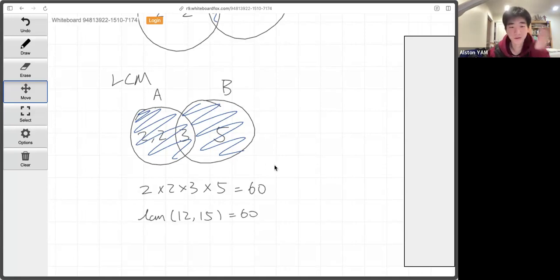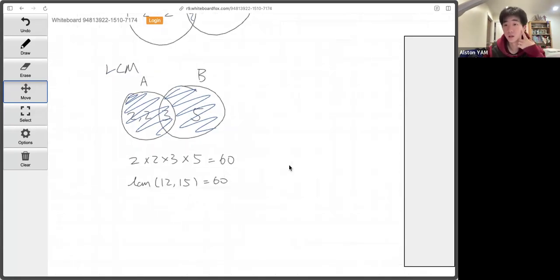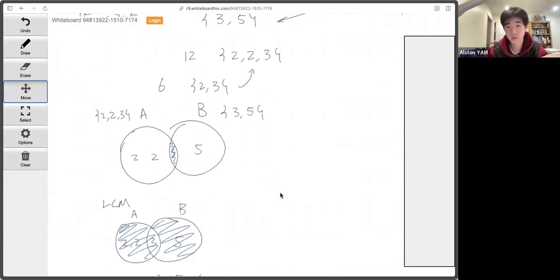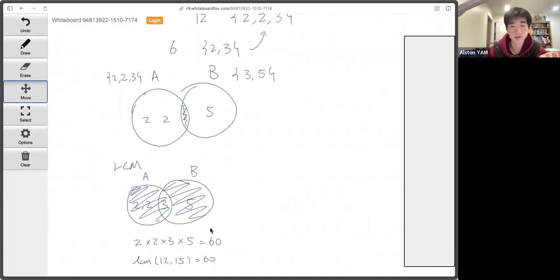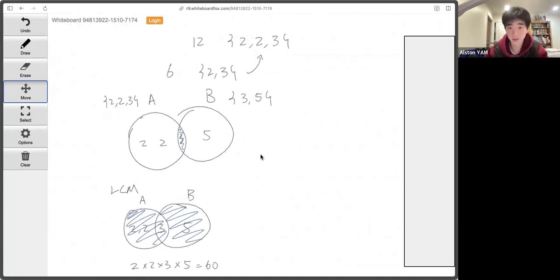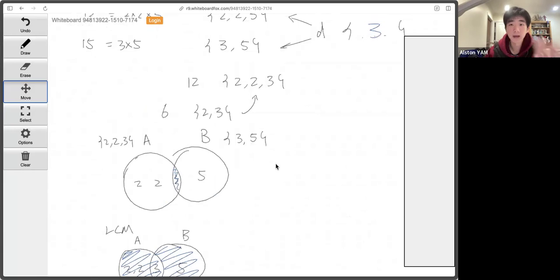You can go verify it. I think it's correct. So this notation introduces the Venn diagram idea into finding the GCD and the LCM. And by the fundamental theorem of arithmetic, each of these is actually unique, right? Which is pretty cool.